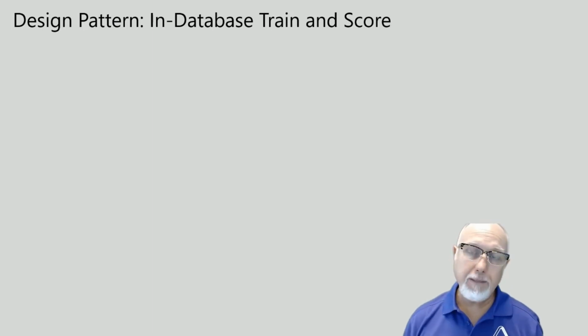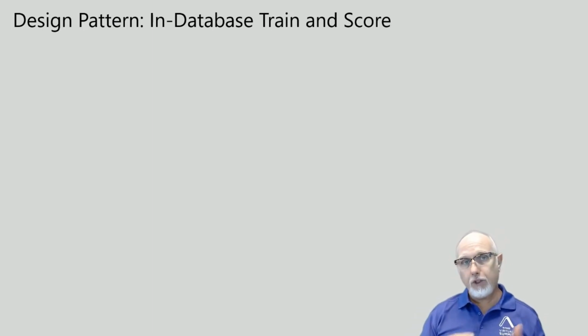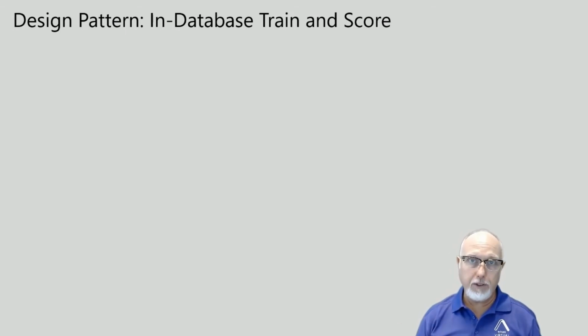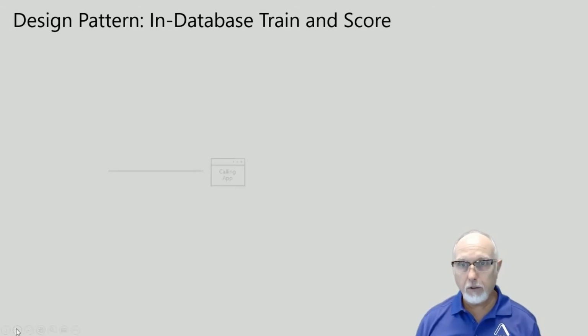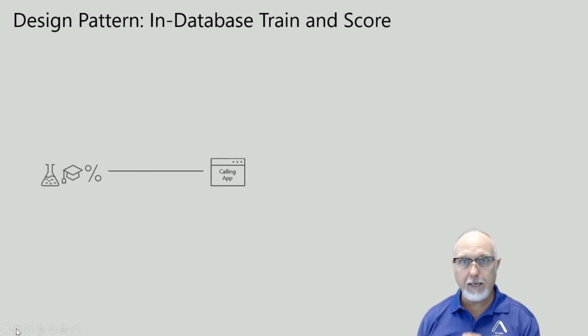Our next design pattern is the one we mentioned with SQL Server machine learning services. So we have a couple of these that we can actually show, but let's take a look at the in-database train and score process. And once again, we're going to start with the idea of the application, and we're just going to go to the meta. What do we want to do?